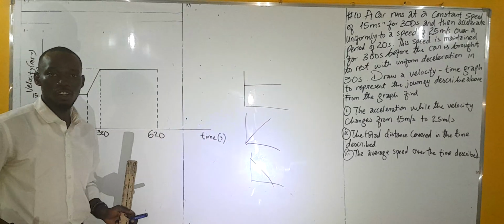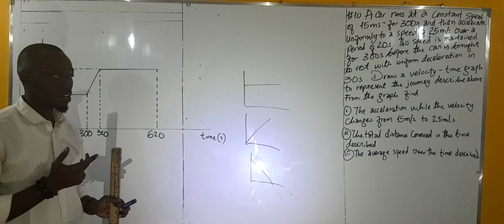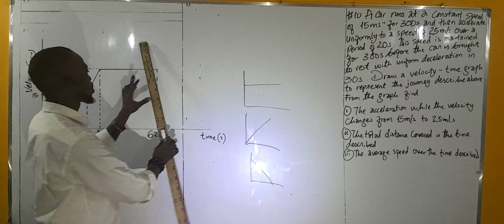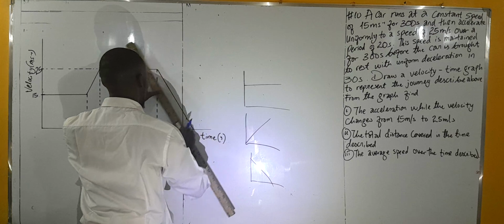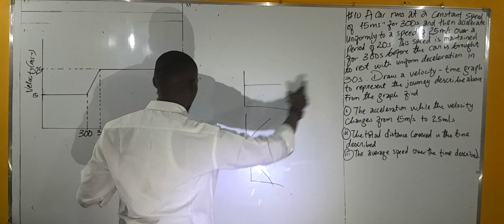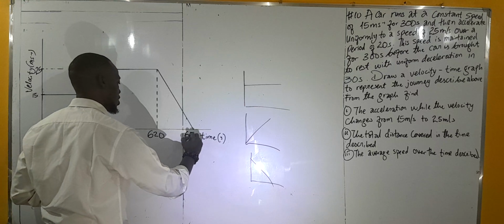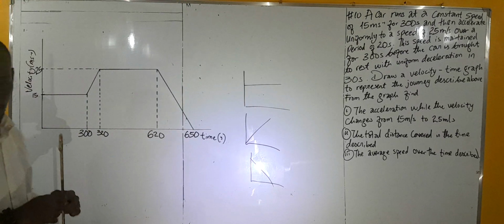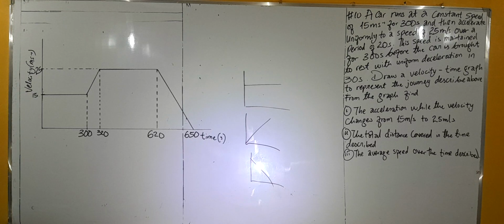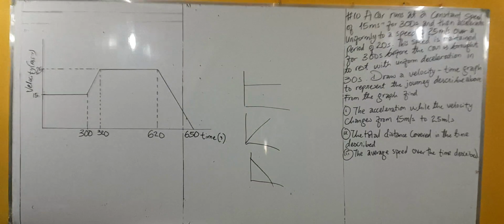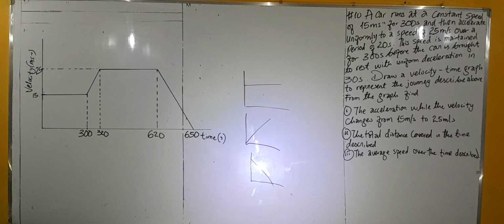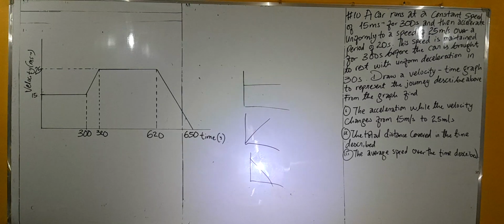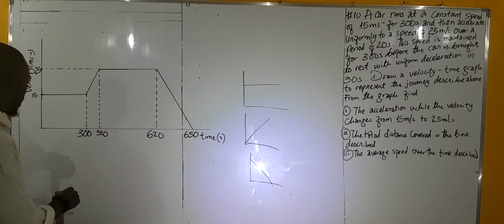Before the car is brought to rest. What is the meaning of brought to rest? Final velocity is what? 0. Final velocity is 0 before it is brought to rest. So I'm going to do this. The time is what? 30 seconds. 620 plus 30, 650 seconds. So this is the diagram.